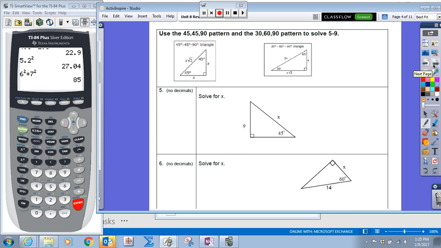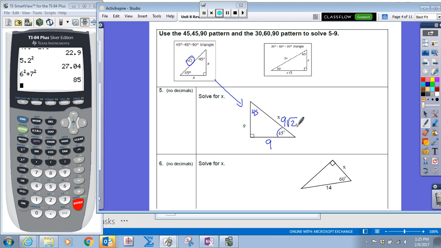Now this is where you would use your formula chart for the 45, 45, 90, and the 30, 60, 90. So the first question is a 45, 45, so we know it's going to follow this pattern right here. They've given us our leg of 9, so we know our other leg is 9. And to get from our leg to our hypotenuse, we just have to multiply by the square root of 2. So this would just be 9 root 2.